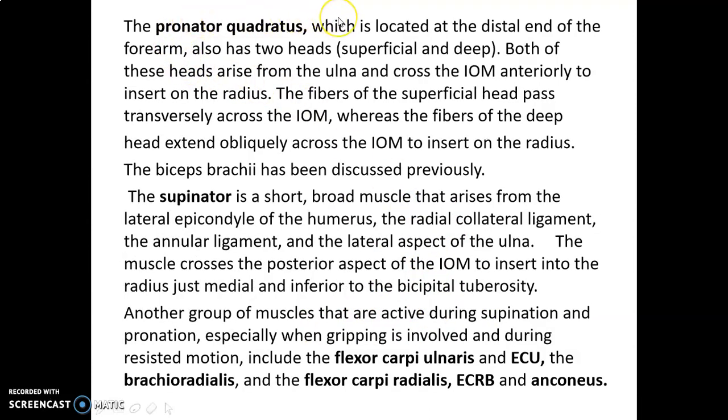The pronator quadratus, which is located at the distal end of the forearm, also has two heads, superficial and deep. Both of these heads arise from the ulna and cross the interosseous membrane anteriorly to insert on the radius. The fibers of the superficial head pass transversely across the interosseous membrane, whereas the fibers of the deep head extend obliquely across the interosseous membrane to insert on the radius.